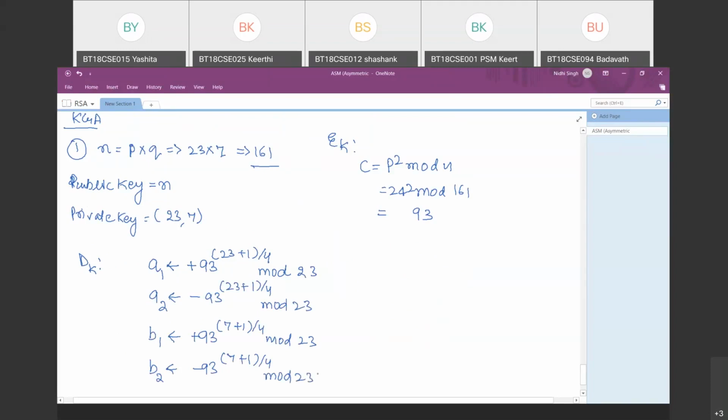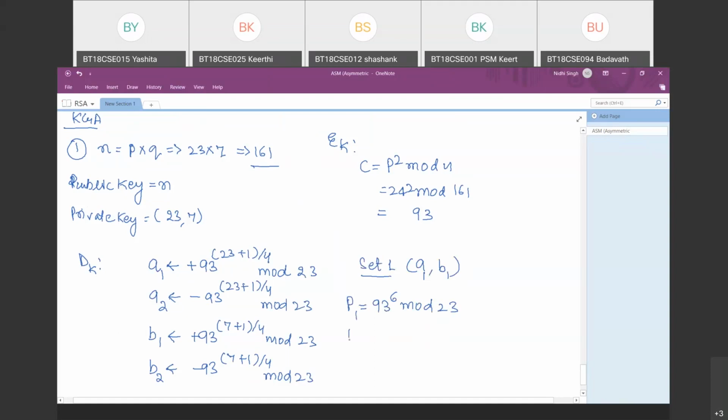Now set 1. So what is my set 1? Set 1 is A1 and B1. So what is my A1 value? That is 93. If you solve this, you will get 24 and 6. So 93 to the power 6 mod 23. I'm taking this as P1.